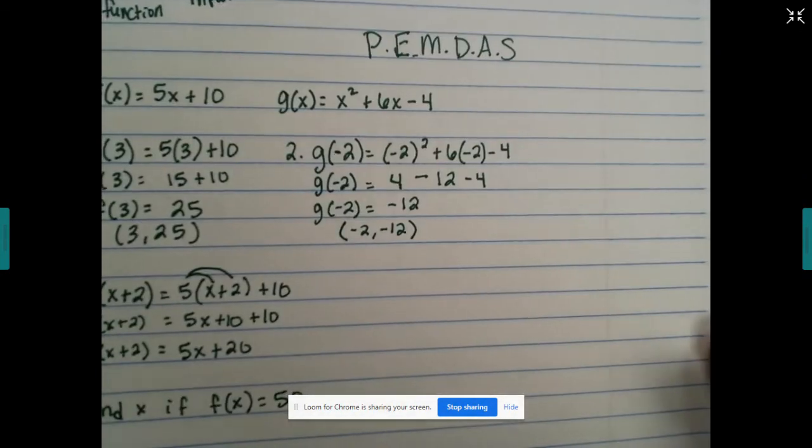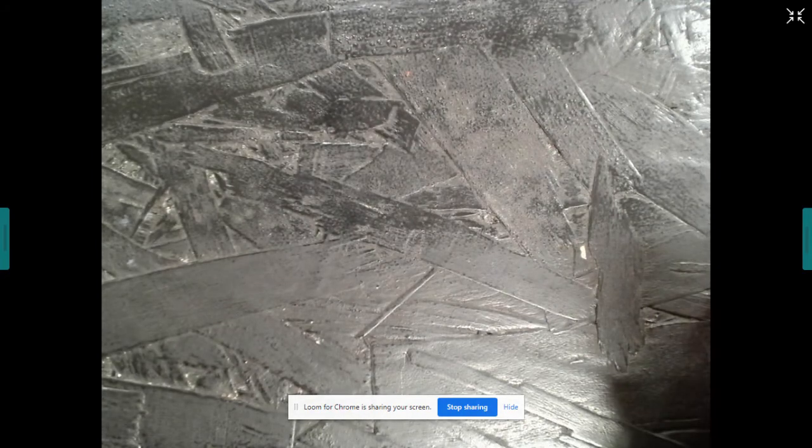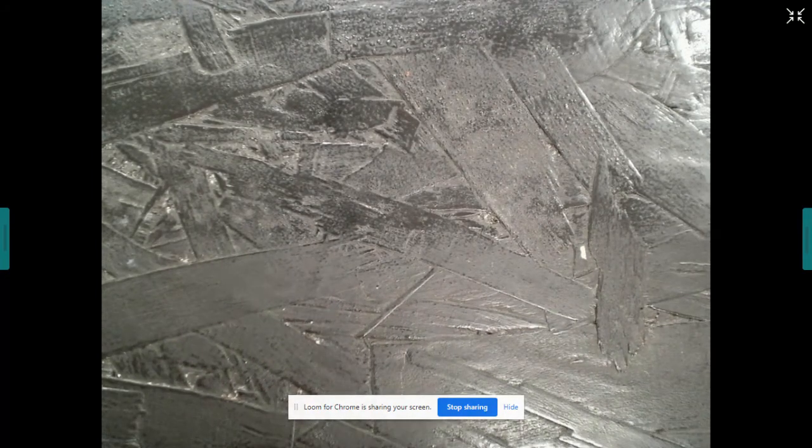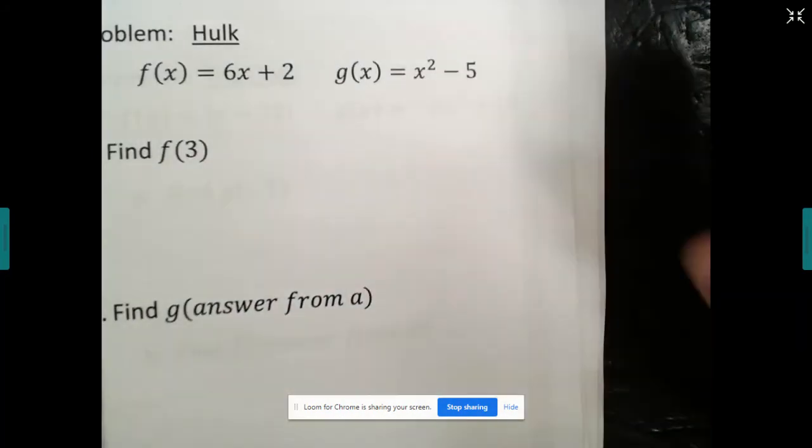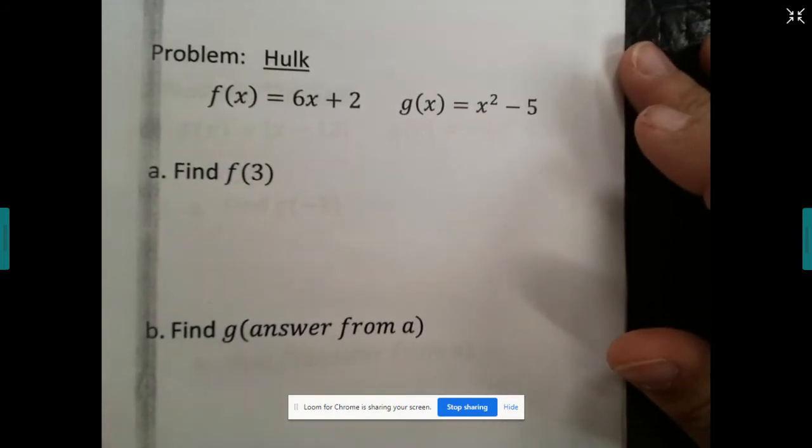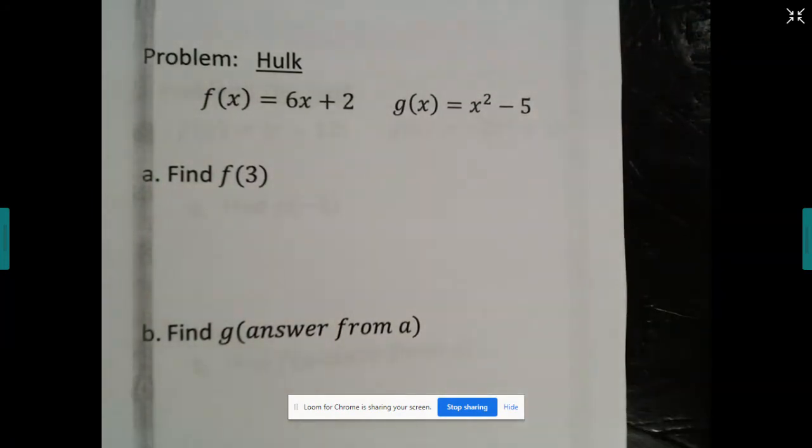Okay, so what we're going to do first is a little around the room. So there's problems around the room, or there will be here in a second. And so what you're going to do is it gives you 2 functions on each paper. And so you'll start at whatever paper that you want to start on. And so for part A, you'll plug in the number. So like the first one we want to find f of 3.